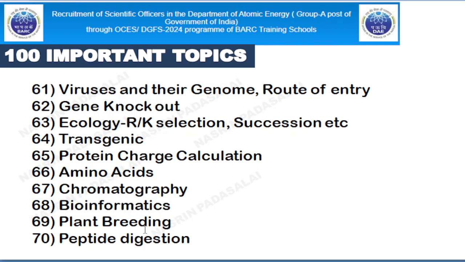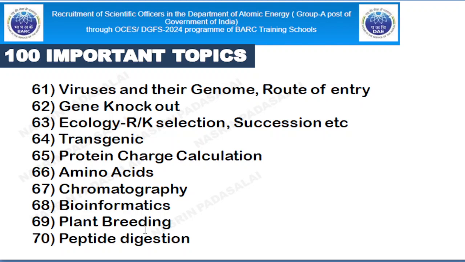Next is transgenics, complete transgenics. The list of transgenic animals, the list of transgenic crops. Sometimes they will be asking which was the first transgenic crop approved in India, like that. Recently India has announced a transgenic mustard, so study about the transgenic mustard which is cultivated in India. Don't go for the overall world, just cover the transgenic animals and crops in India.